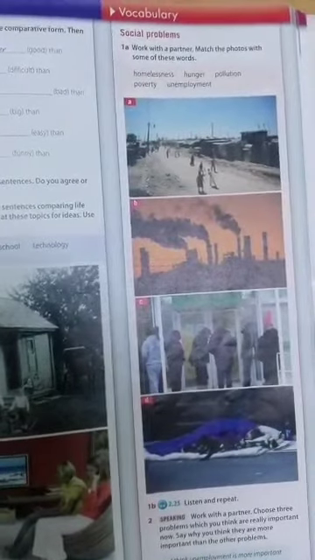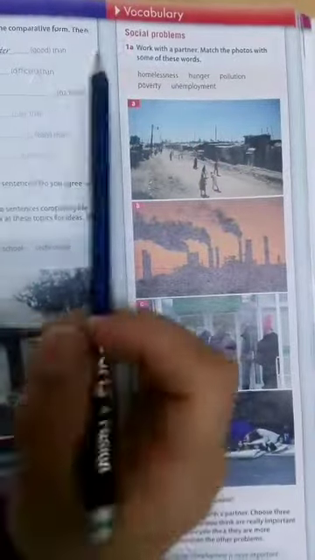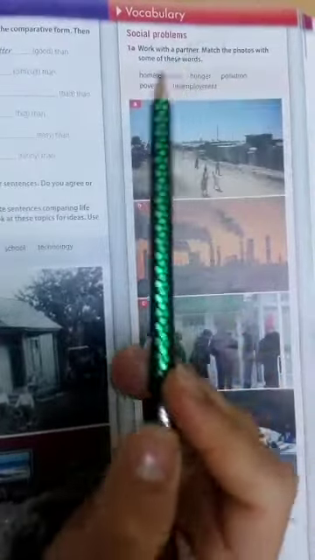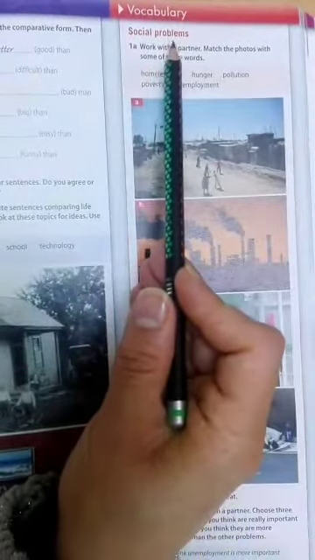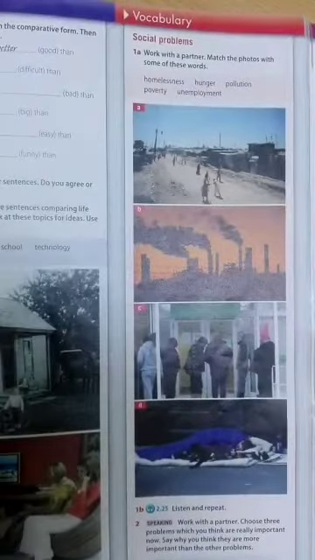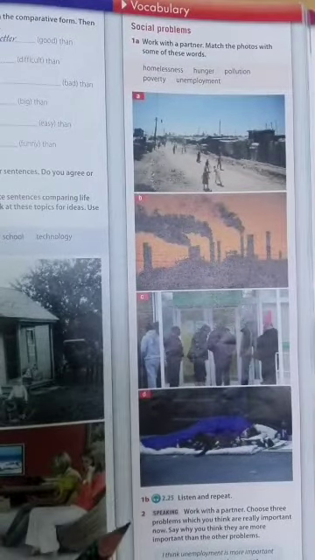Today we are going to talk about vocabulary. We are going to learn new vocabulary about social problems. Social problems mean that when there are many problems in the society, the problems that you may see in each society. So let's start with these problems one by one.